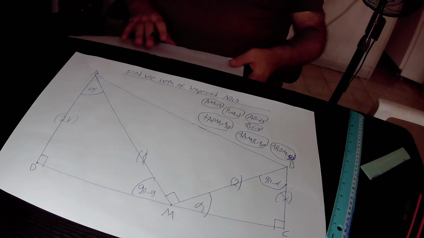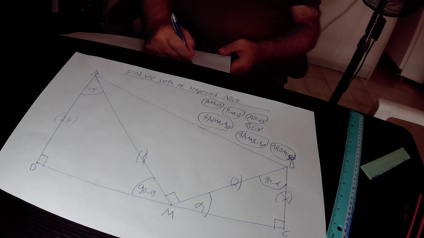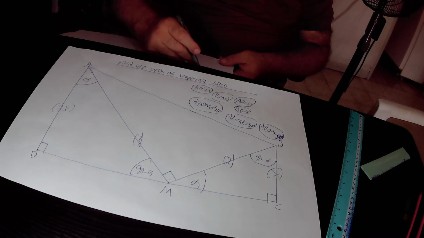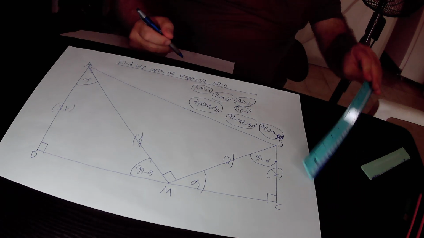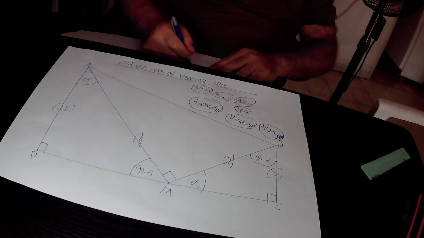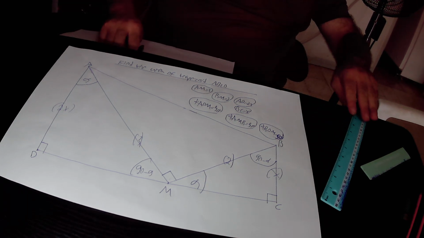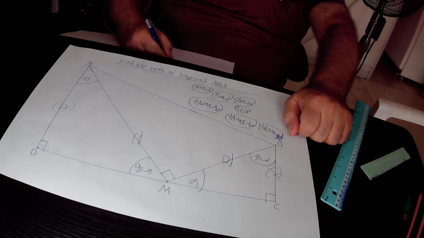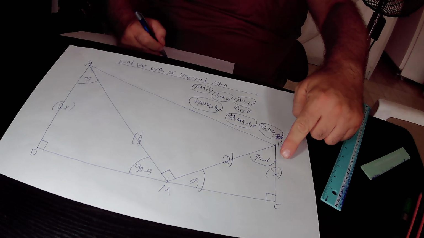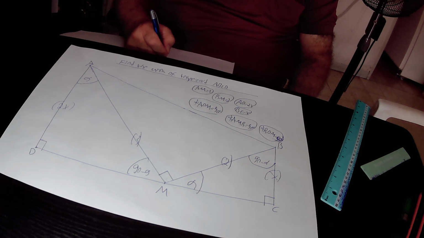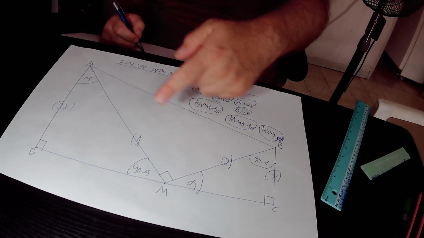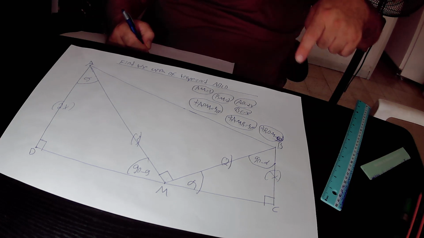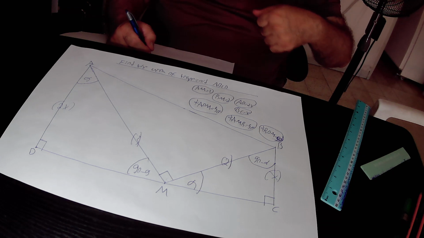AD is 2x over MC. MC is the missing side, so we leave it as it is. And it is equal to DM. DM is the missing side, so we leave it as it is. Over BC. BC is x. And it is also equal to AM. AM is equal to 3 units in its length according to what is given as the question. Over BM. BM is 2 also according to what is given as the question.